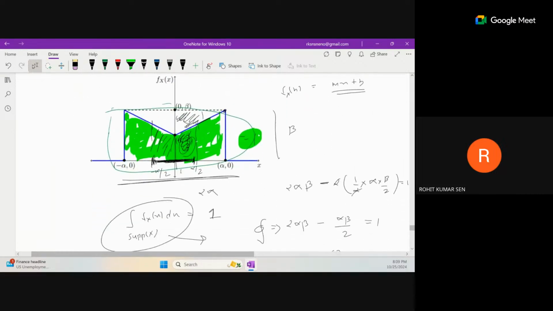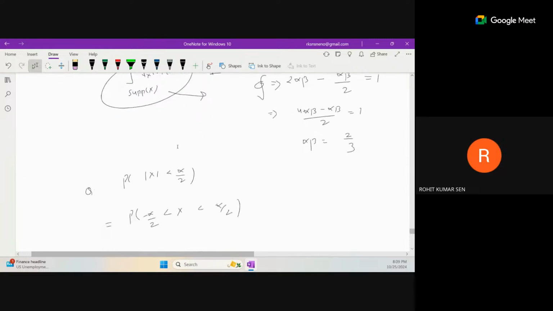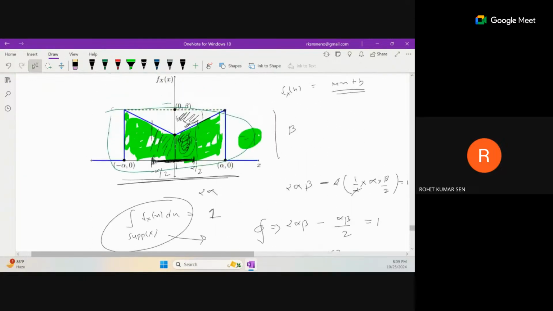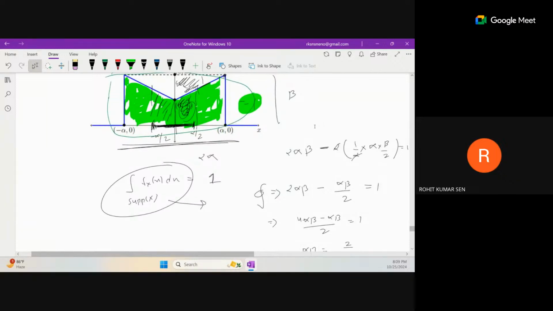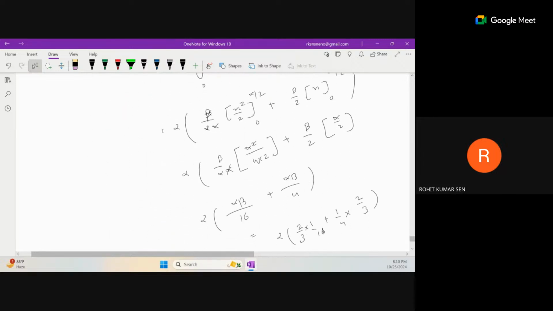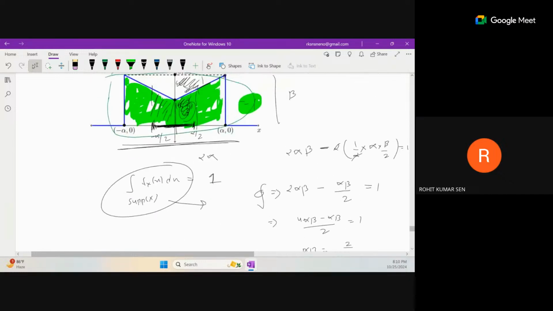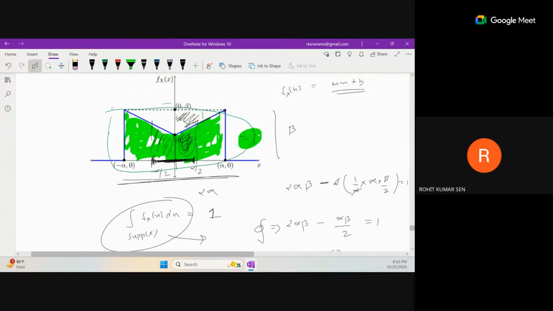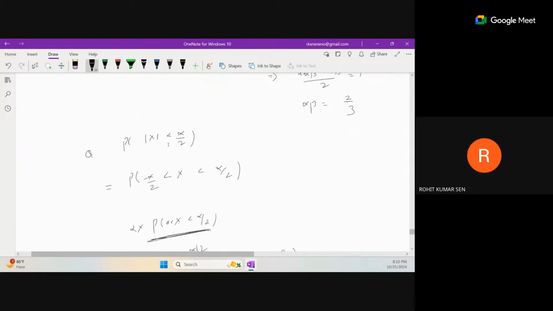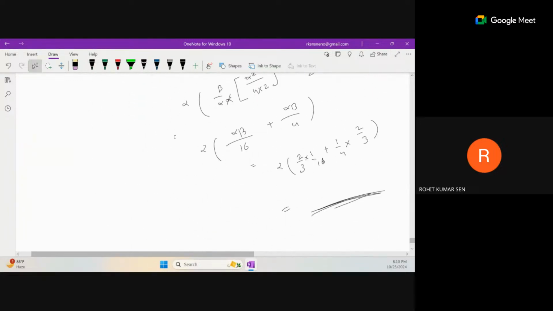Another way, you can also solve this question by integration. You will find the PDF and you will integrate from minus alpha to plus alpha, or you can do 0 to alpha and just multiply it with 2. So yeah, this is a bit lengthy way, or you can just directly find the area if you know the formula for area. It is just a trapezium. So yeah, this question is clear. We will plug in some value. Let's do it also.